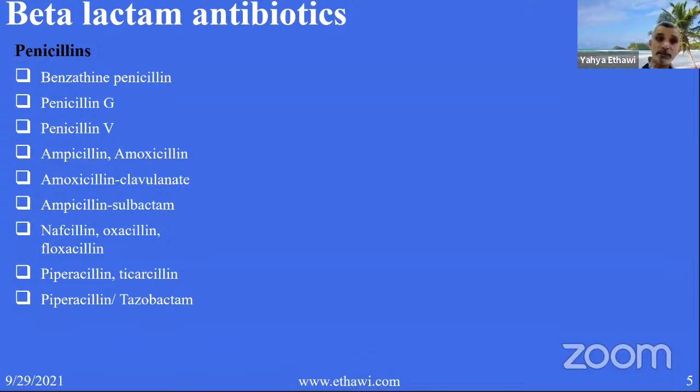Okay, so penicillin examples: benzathine penicillin, which is long-acting penicillin, and usually we give it in very infrequent doses. And we have penicillin G, which we give orally, and it's mainly active against streptococcus. We have penicillin V, which we give IV. We have ampicillin and amoxicillin, broad-spectrum antibiotics with both gram-negative and gram-positive activity, more gram-positive. And amoxicillin is better given orally, and it's a little bit longer acting.